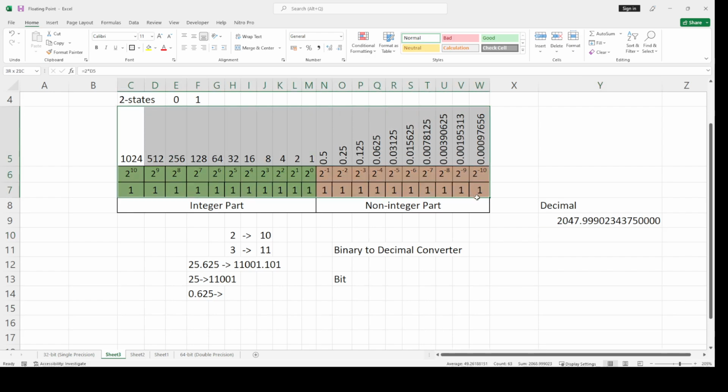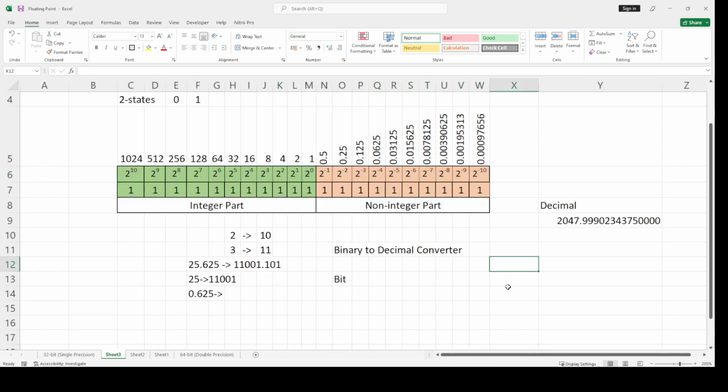So this is the simple explanation of how we convert binary to decimal. This is a part of our numerical solutions in civil engineering. Thank you very much for listening to my lecture, class.